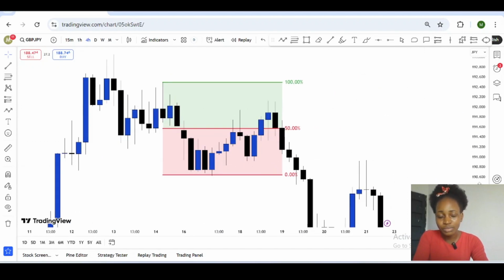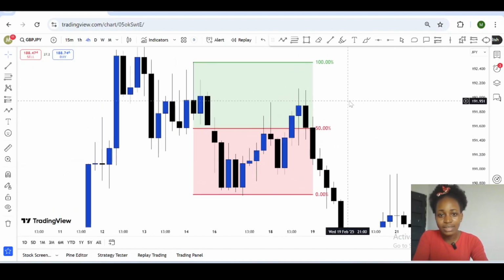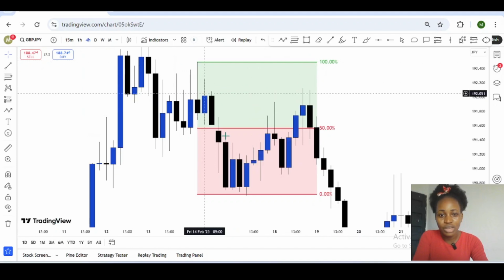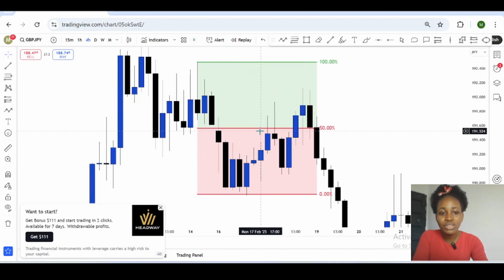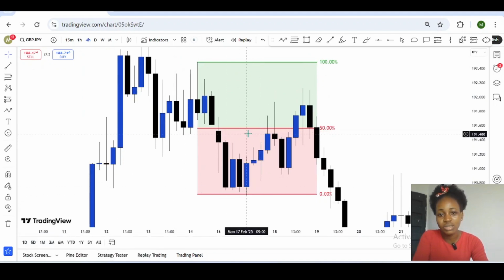Now let's continue. Let's say you just spotted this swing from here to here and you see the trend pushing to the upside like this. Your point of interest should be from this 50%, which is also called the midpoint, but ICT calls it equilibrium. From this 50% up is where you start looking for opportunity.